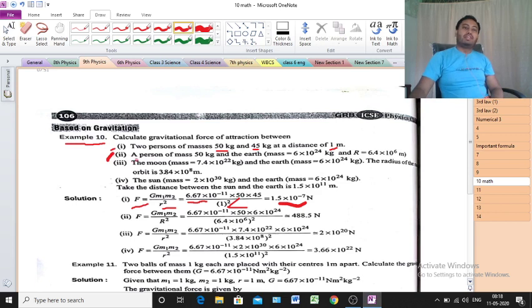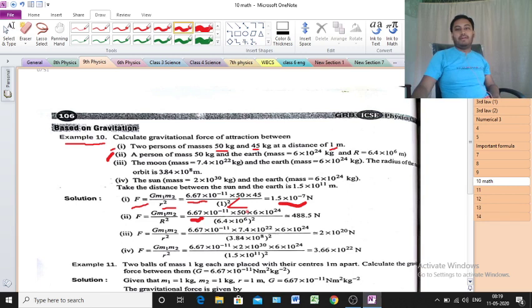Okay. Again, next point, number 2: a person of mass 50 kg and the earth. Clear? So the force of attraction between a person and the earth. Person with respect to earth, what is the force of attraction? Nothing, that is very simple. Just put the same thing, put the value of G, 6.67 into 10 to the power minus 11.